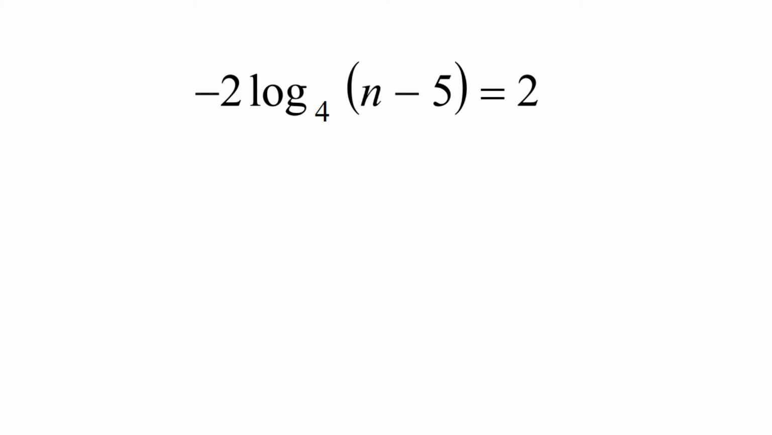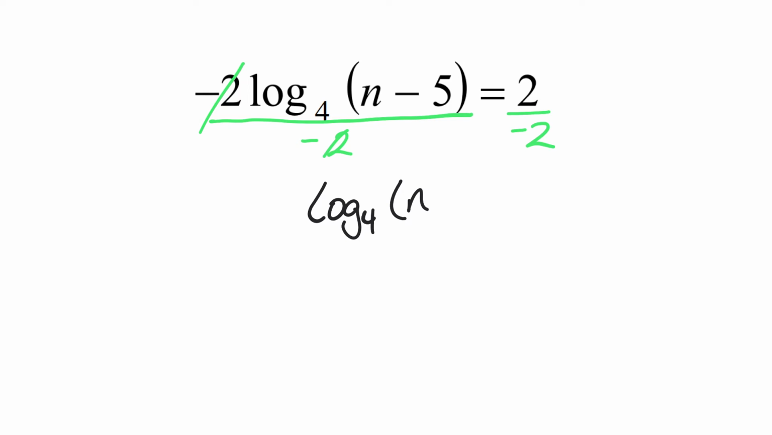So now we're going to surround the logarithm with a few extra steps. And just like yesterday, we're going to isolate the log and the log base before we try to eliminate it. So in this case, we have the multiplication of a -2 happening. So we're going to need to take care of that first. What I do is I divide both sides by -2. So -2 divided by -2 goes away, and we have log base 4 of n minus 5 equals -1.